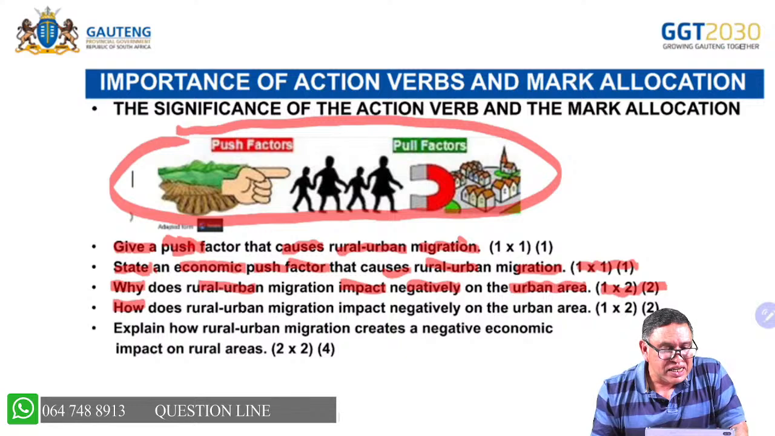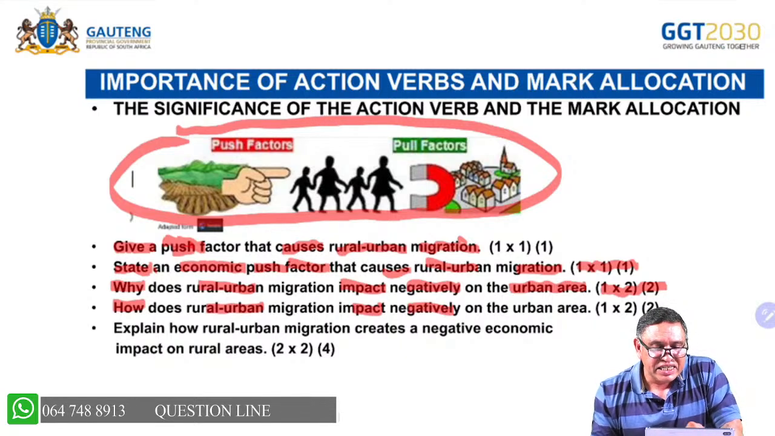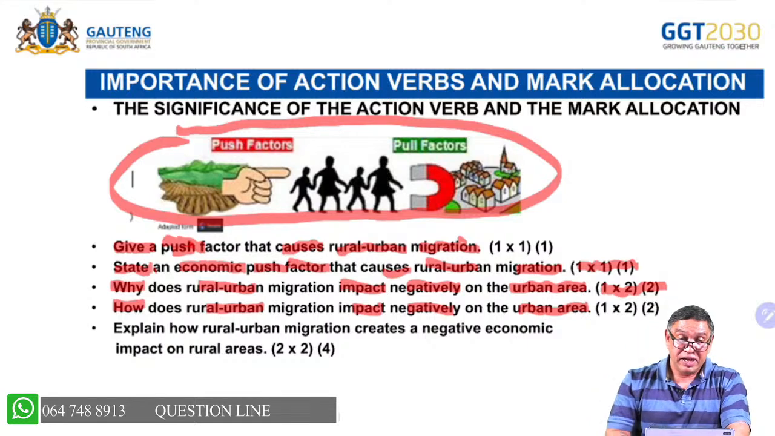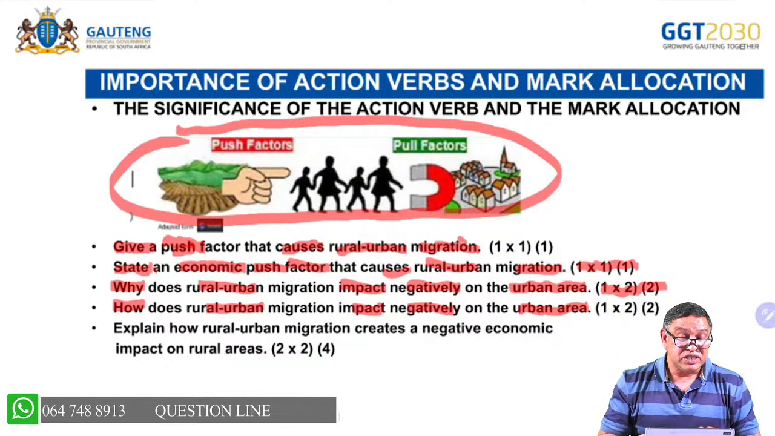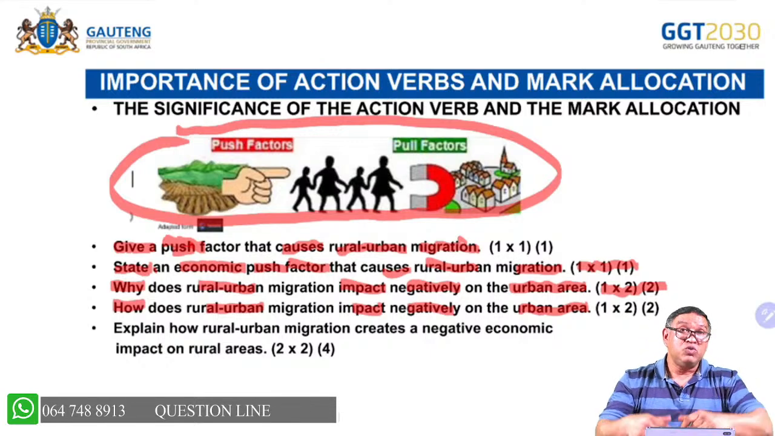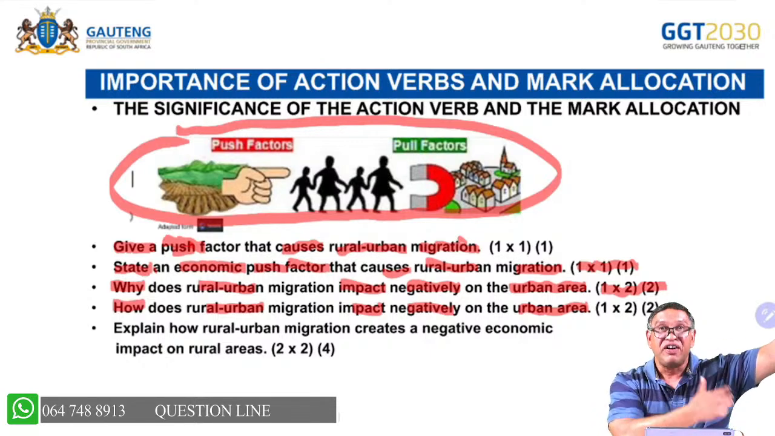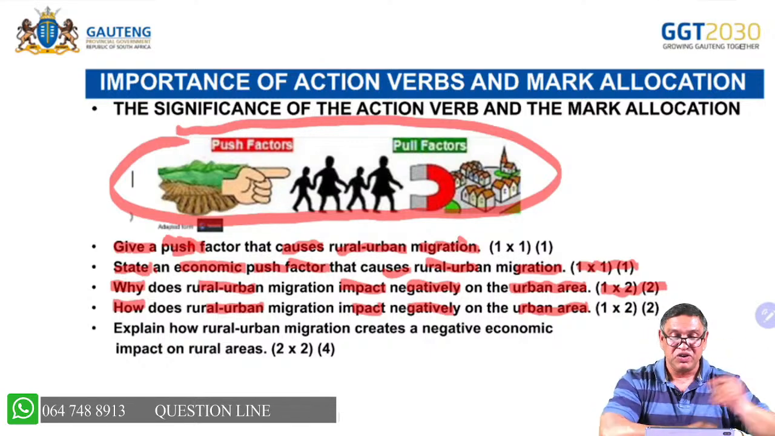Now let's take the next one. How does rural-urban migration impact negatively on the urban area? Again, I don't have to give the full qualifier. What I have to do is I need to say how. It will result in traffic, an increase in traffic congestion.